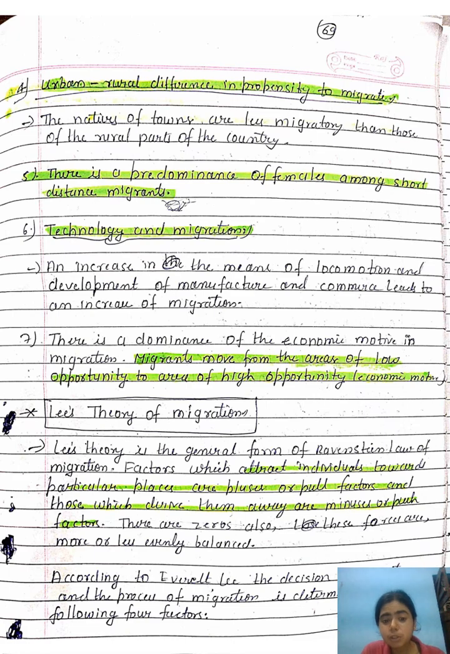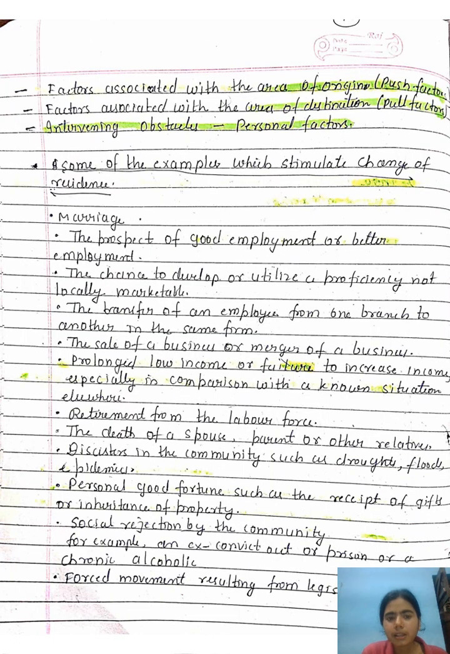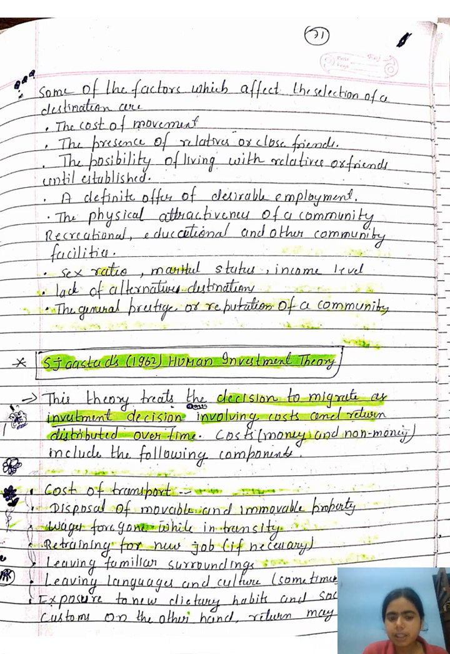Factors which attract individuals towards a particular place are pluses, and those which drive them away are minuses. Factors associated with the area of origin, push factors; factors associated with the area of destination, pull factors; intervening obstacles, and personal factors. These are the things. I think this is not important.